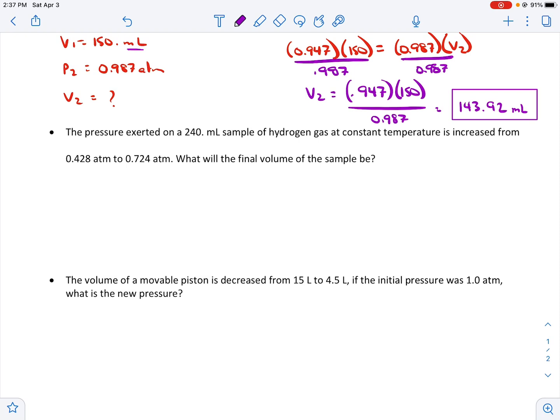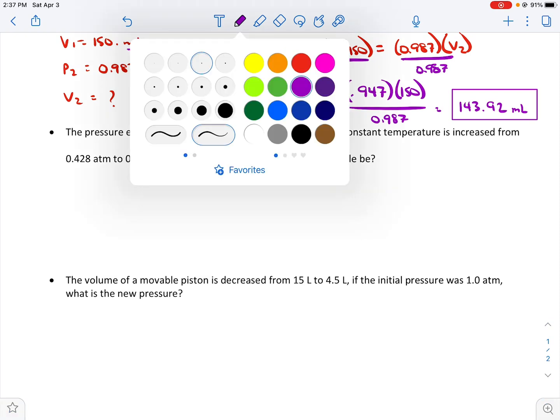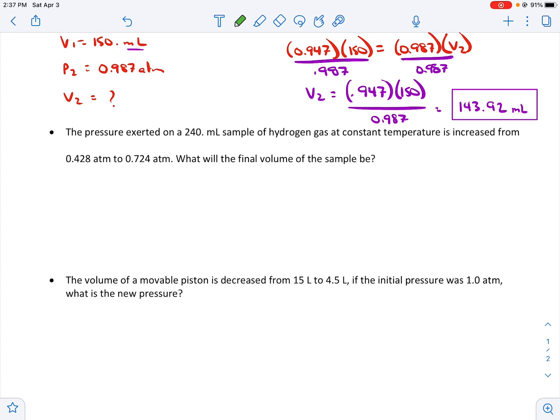Okay. This one says the pressure exerted on a 240 milliliter sample of hydrogen gas at a constant temperature is increased from 0.42 atmospheres to 0.725 atmospheres. What will the final volume of the sample be? Okay, let's go through and break it down. All right, the pressure exerted. Oh, look at this. This is a volume. We've got V1 because remember, volumes are measured in milliliters, right? Is increased from, here's a pressure, P1, to P2, we're looking for our final volume, or V2, as our question mark.